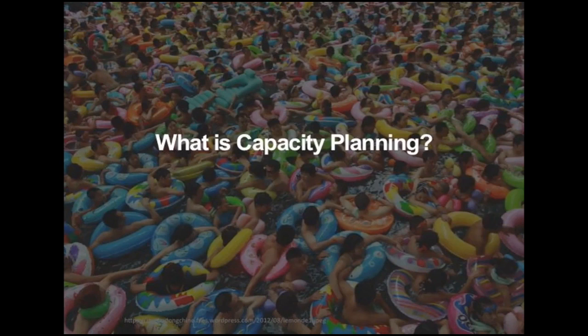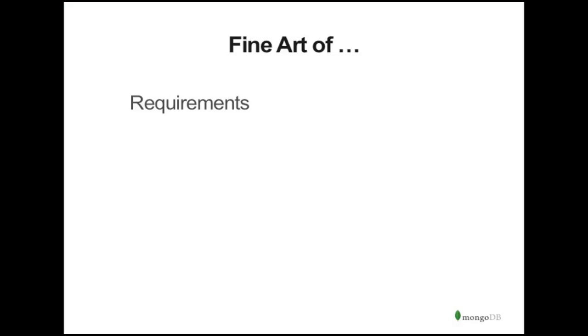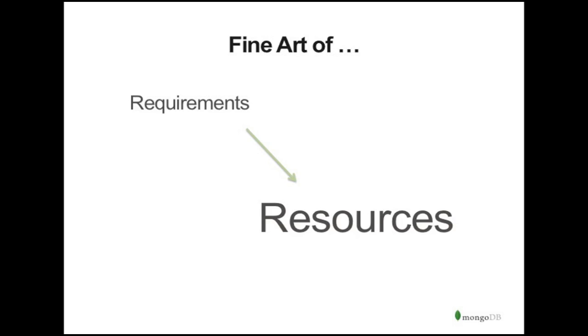So when we're talking about capacity planning, especially for a database like MongoDB, what are we talking about anyway? We can define capacity planning as a fine art of picking up your requirements, what your application needs to do, and how it needs to be done, and transforming that into the resources that we actually need to support those requirements.